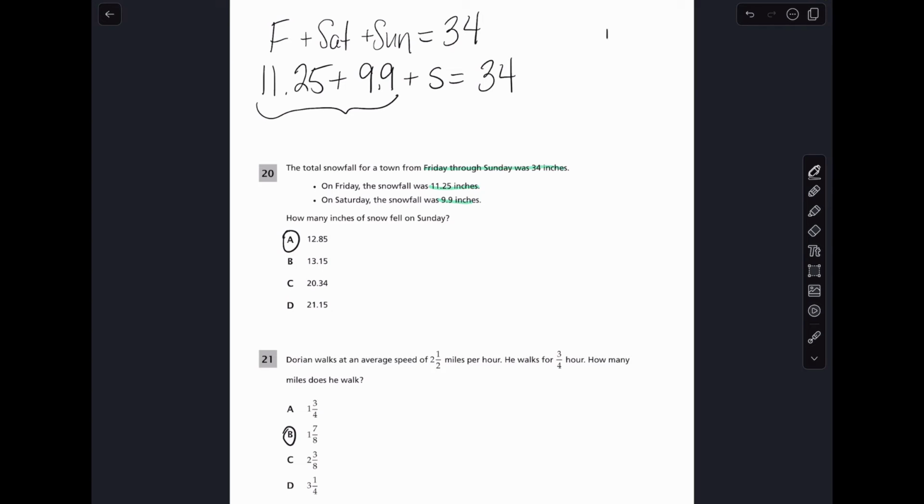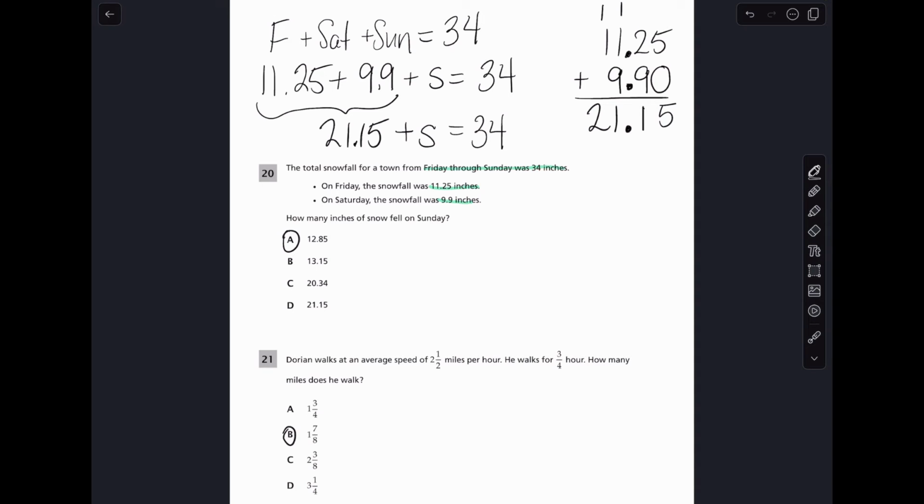I like to stack, because I can stack up my decimals in a row and then put the numbers down, and I don't mess up with a placeholder. Now I can just put a placeholder here and I can add. 2 plus 9 is 11. And I get 21.15 plus whatever Sunday was is equal to 34.